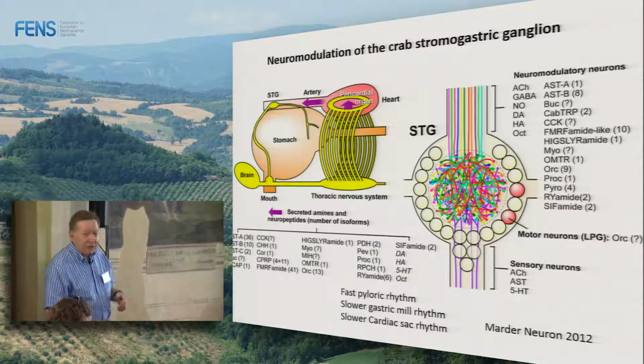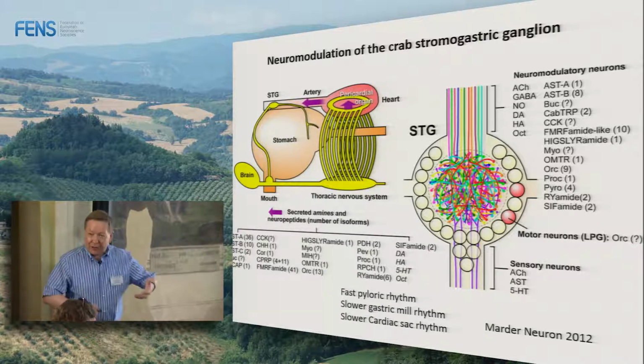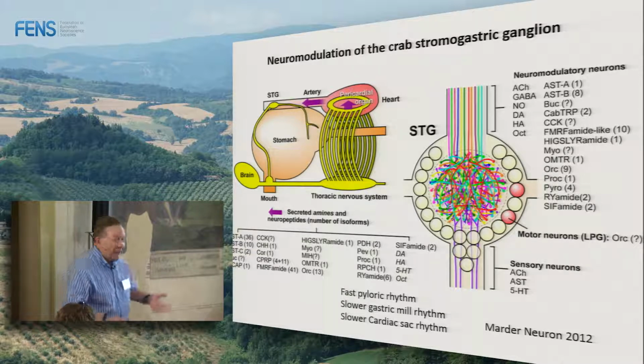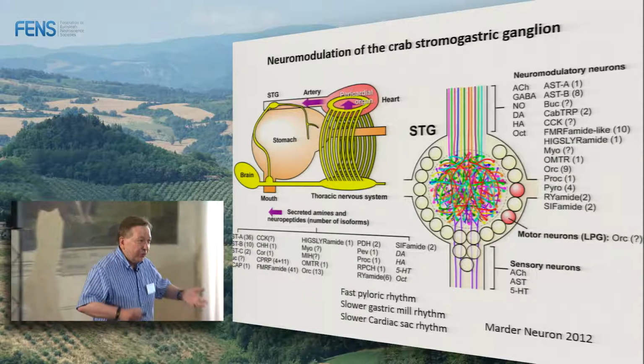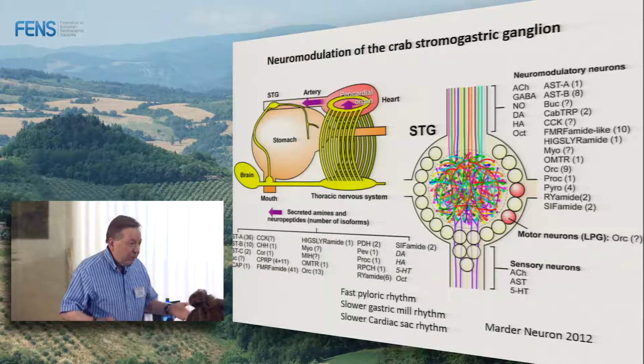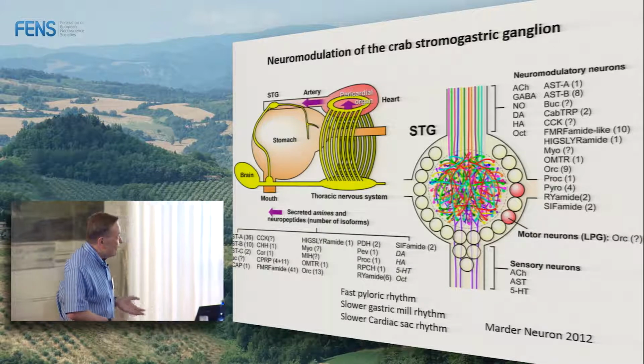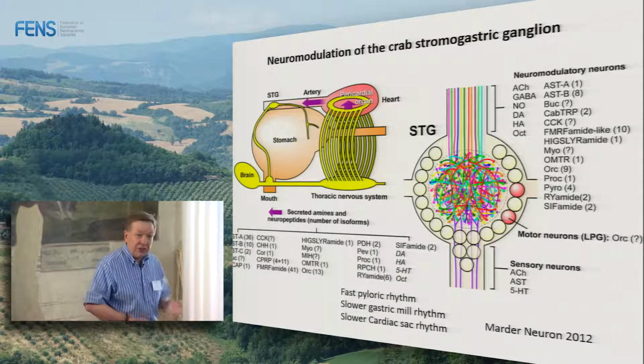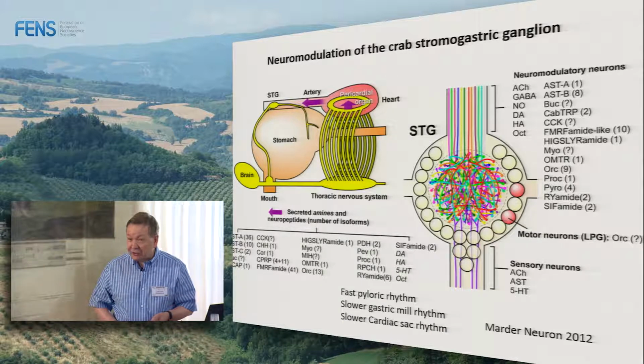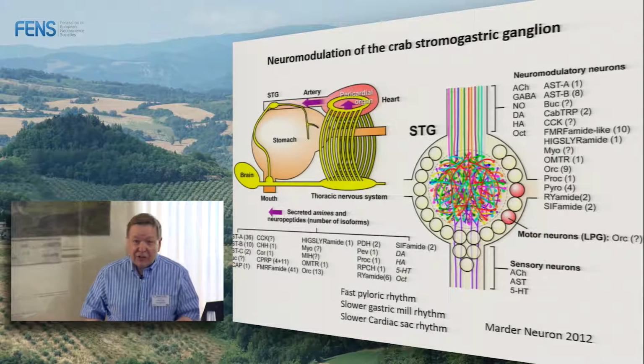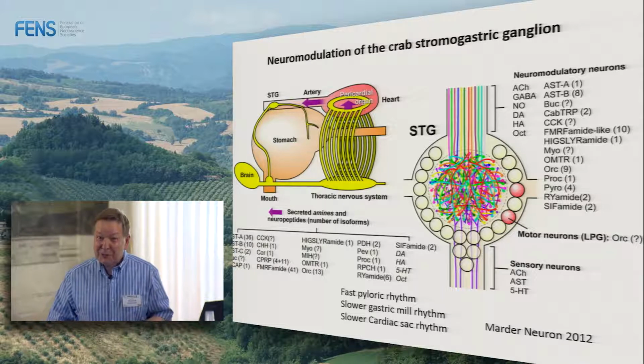The fast pyloric rhythm, the slower gastric mill, or the slower cardiac sac rhythm. They have different rhythms in this animal. And they're all produced by different configurations of the neurons caused by changes in their neuromodulatory system. So if you want to study a simple, complex system, this is a good one to start with.